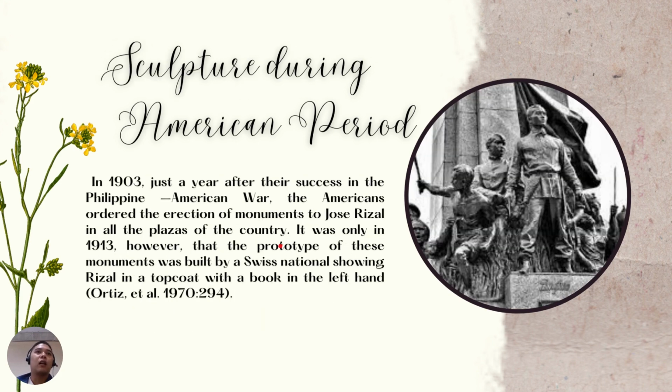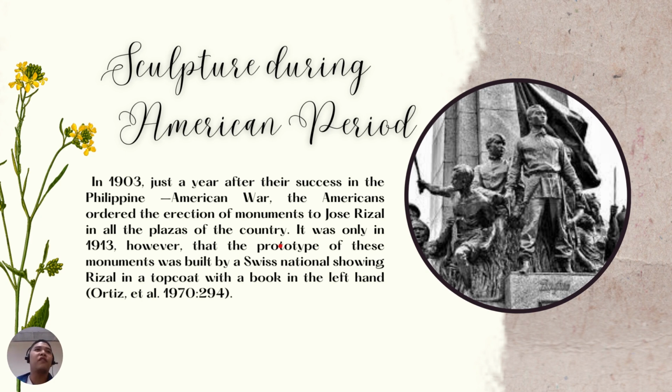Then we have sculpture during the American period. In 1903, just a year after their success in the Philippine-American War, the Americans ordered the erection of monuments to Jose Rizal in all the plazas of the country. It was only in 1913, however, that a prototype of these monuments was built by a Swiss national, showing Rizal in a top coat with a book in the left hand, according to Ortiz et al. in 1970.